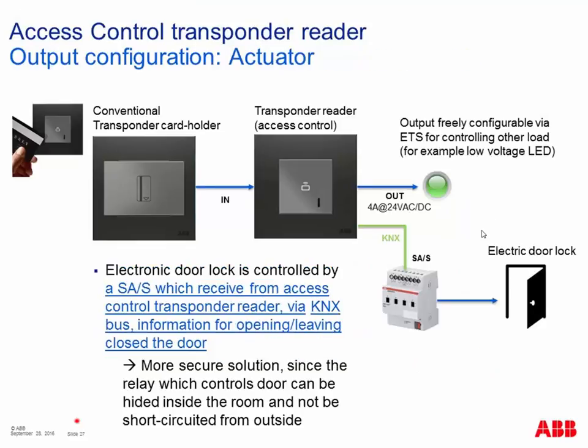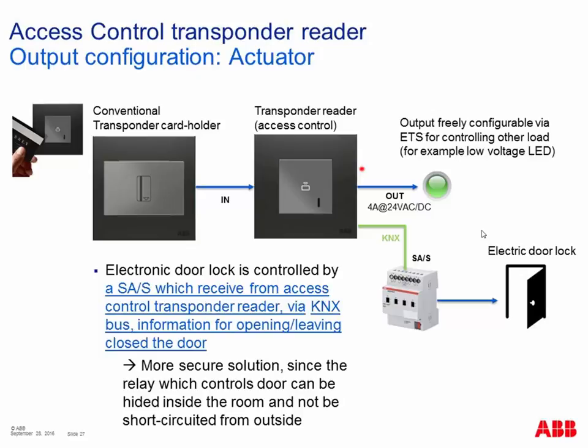The next configuration is Actuator. What is Actuator? Actuator means that the output you have on the transponder reader is freely programmable. So via ETS you can decide with which KNX push button this output can be connected. So it's a freely programmable output. You can control this output from every KNX push button, from every KNX device.